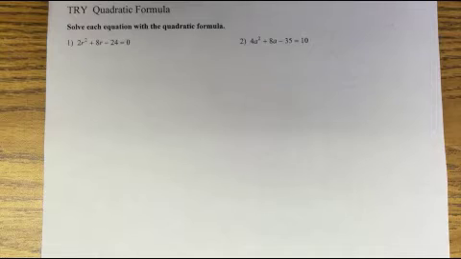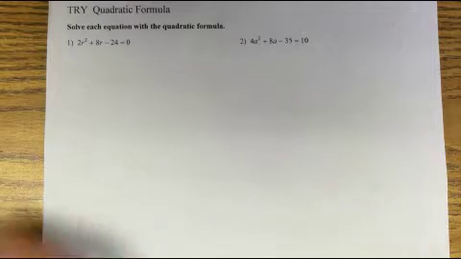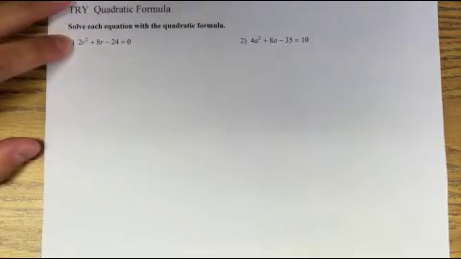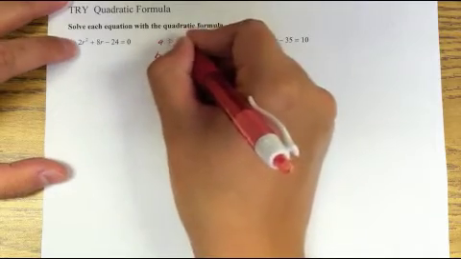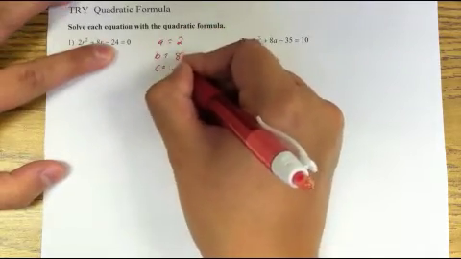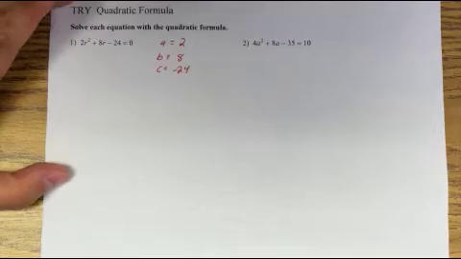Okay, so let's take a look at number 1. I'm not going to go through all the details. Just follow along about what I did to solve. Everything's set equal to 0. I identified my A, B, and C as 2, 8, and then negative 24.